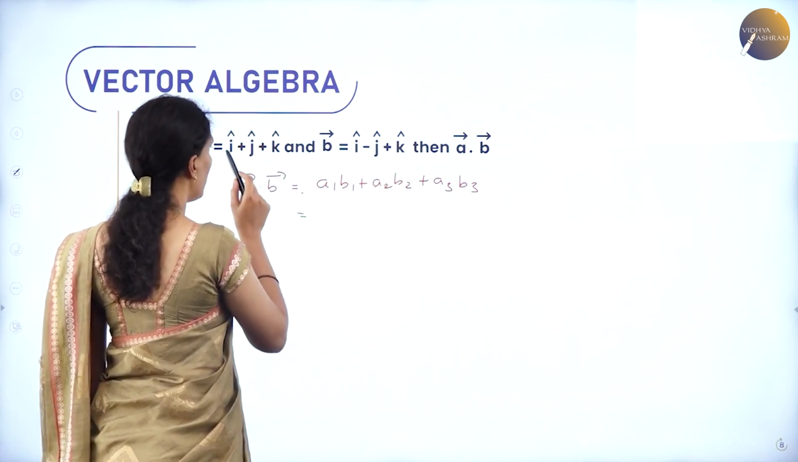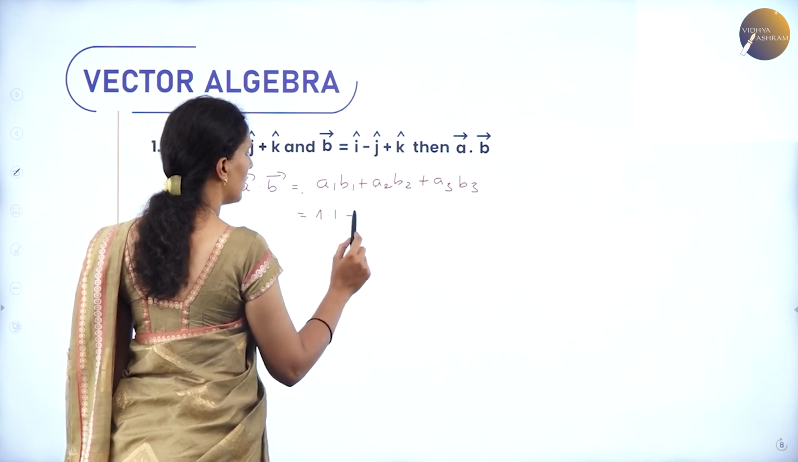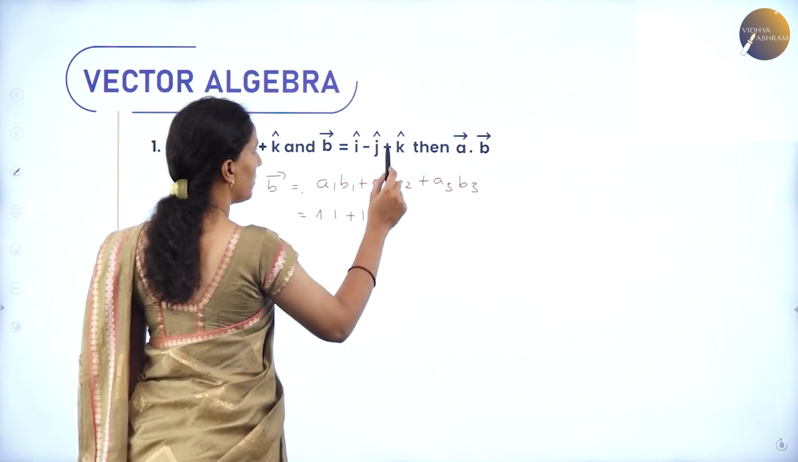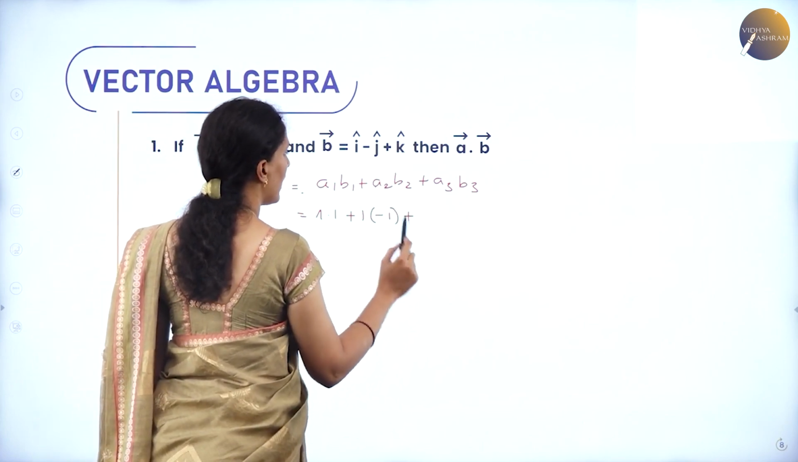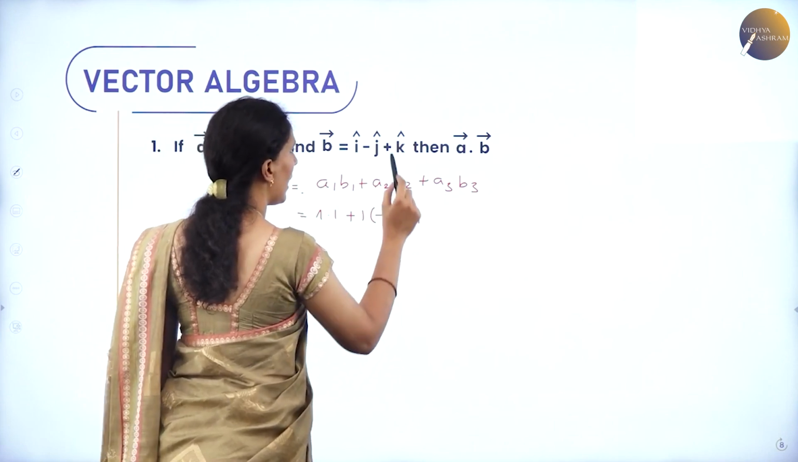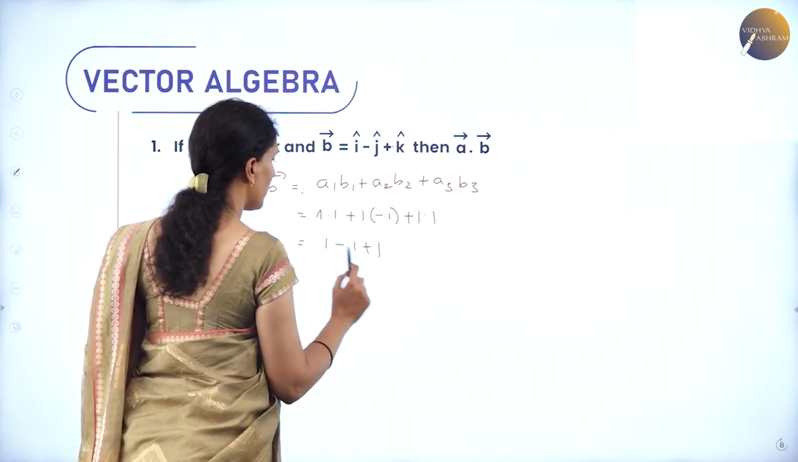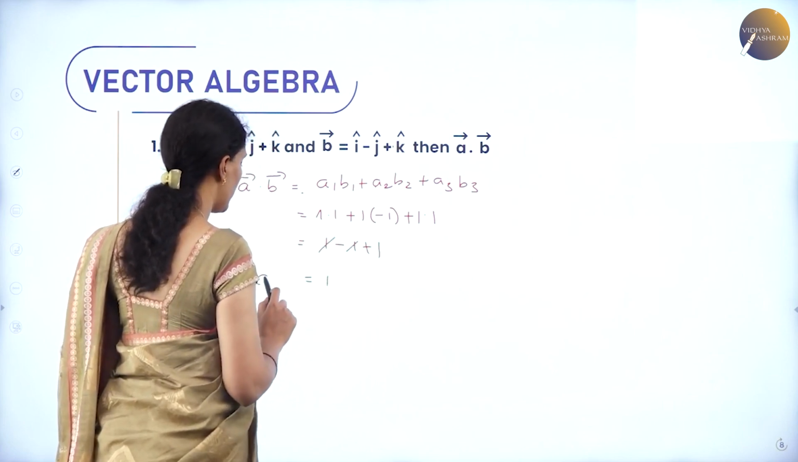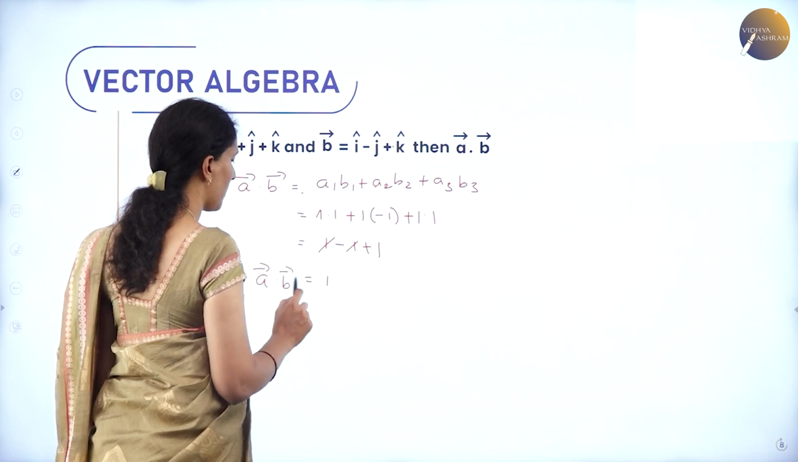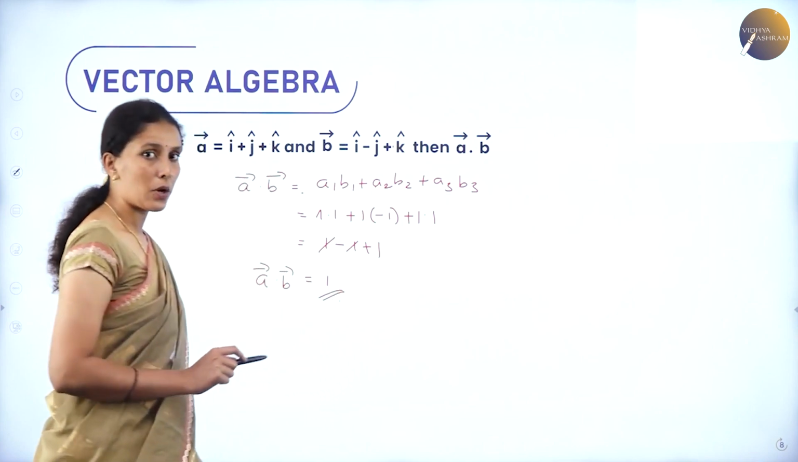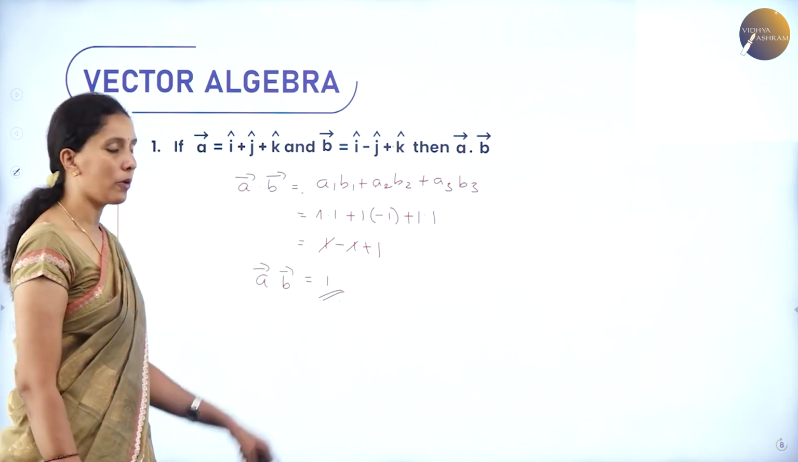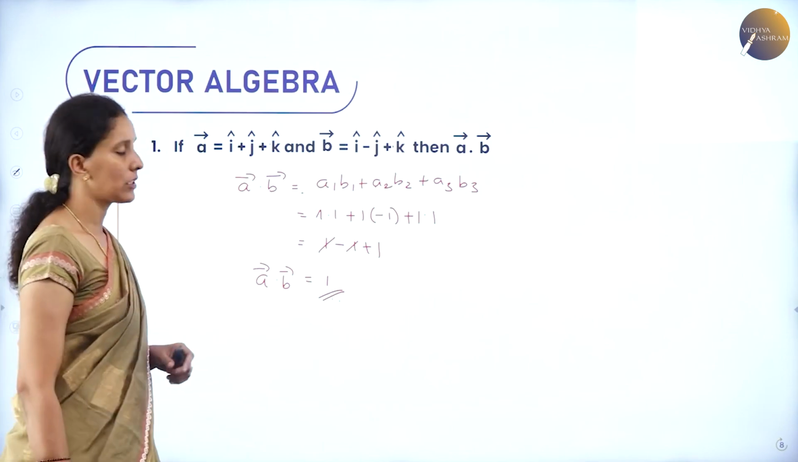So, A1 B1, 1 into 1, plus A2 is 1, B2 is minus 1. A3 is 1 and B3 is also 1. So, we get 1 minus 1 plus 1. So, A dot B is 1. I already said it's a scalar quantity. So, therefore, you will get A dot B in terms of numericals.